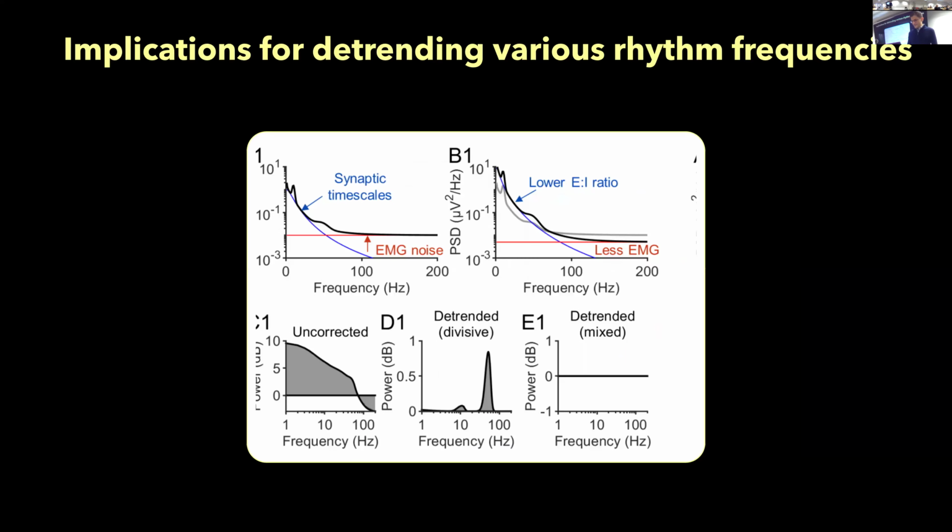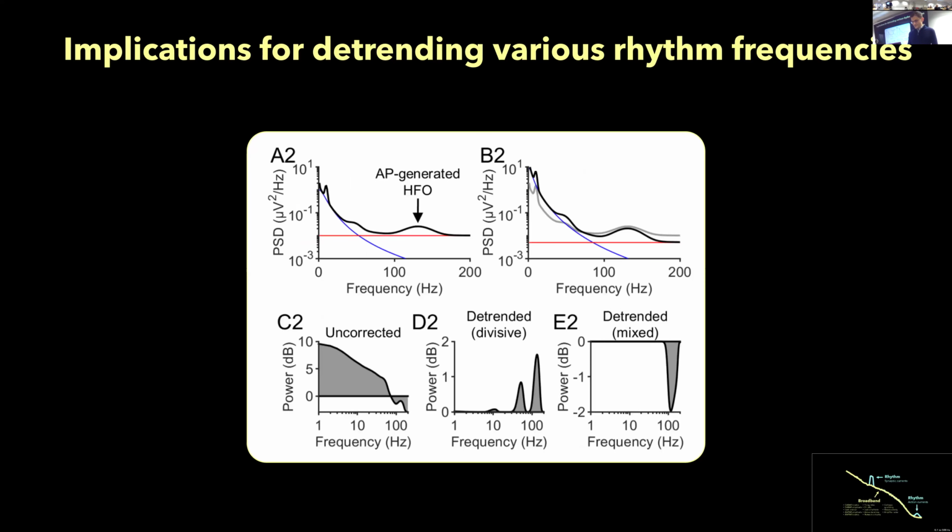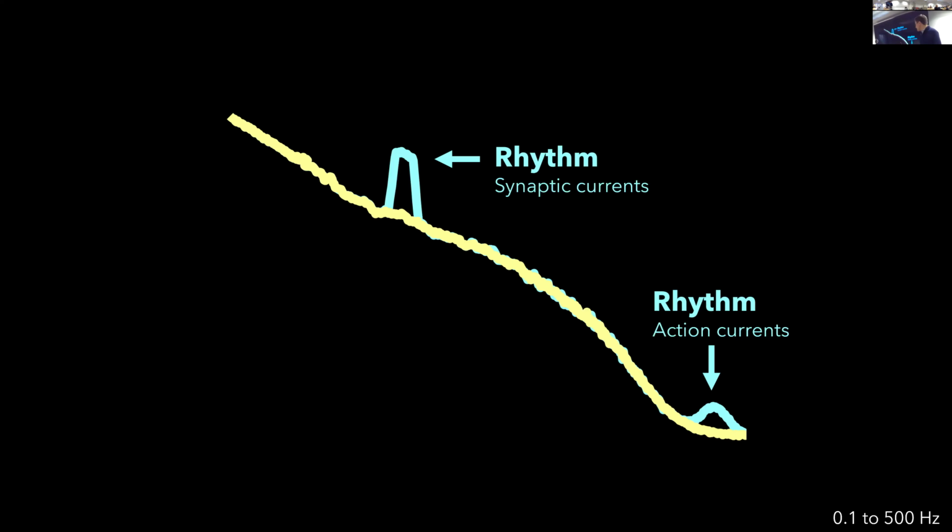Let's get through this for time. All that to say, we have a picture of the EEG spectra that looks like this. At these lower frequencies, we know that brain rhythms are generated by synaptic currents. At higher frequencies, they can't be generated by synaptic currents. We have some evidence, which I didn't really go into, that they're generated by action potentials.